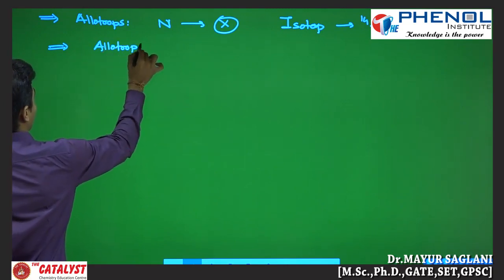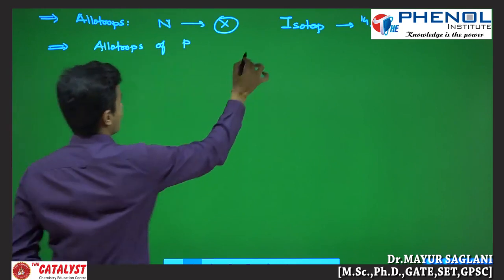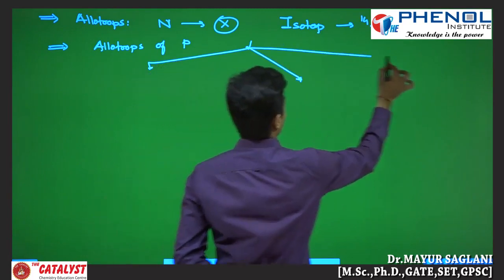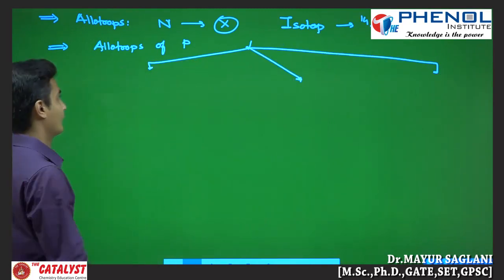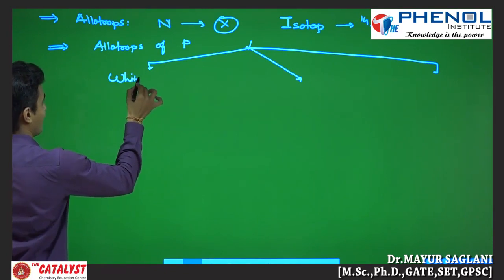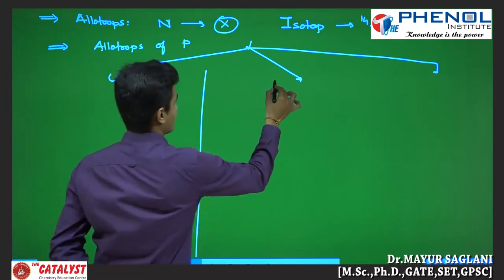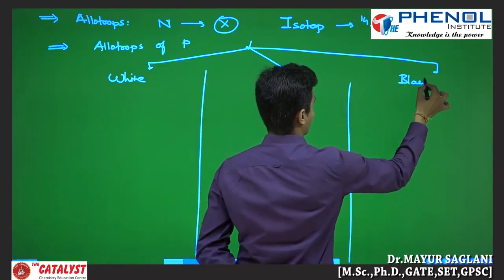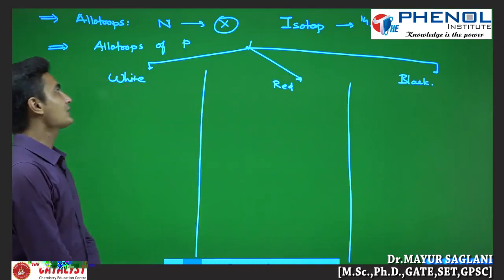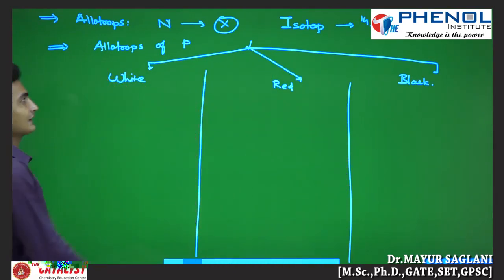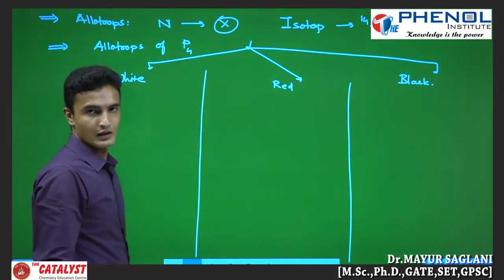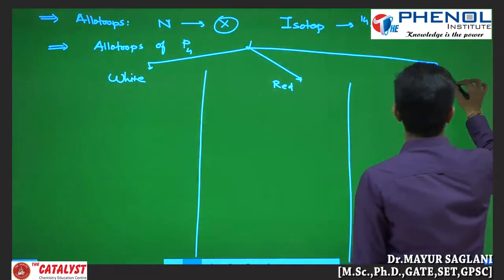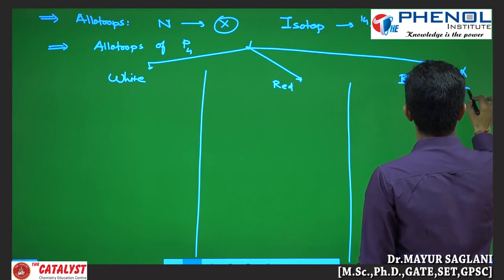Allotropes of phosphorus. I'll write here, one is white phosphorus, one is red phosphorus, and one is black phosphorus. We will see some properties of the allotropes of phosphorus, that is in the form of P4. White, red and black. Black phosphorus has two types, that is alpha black and beta black.